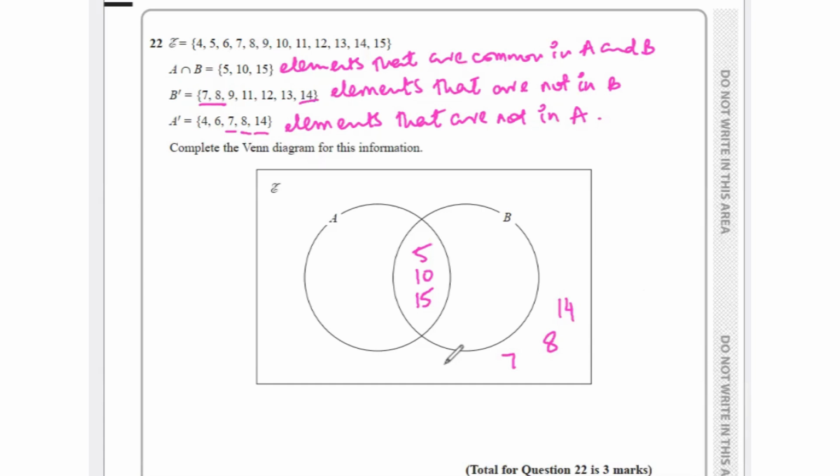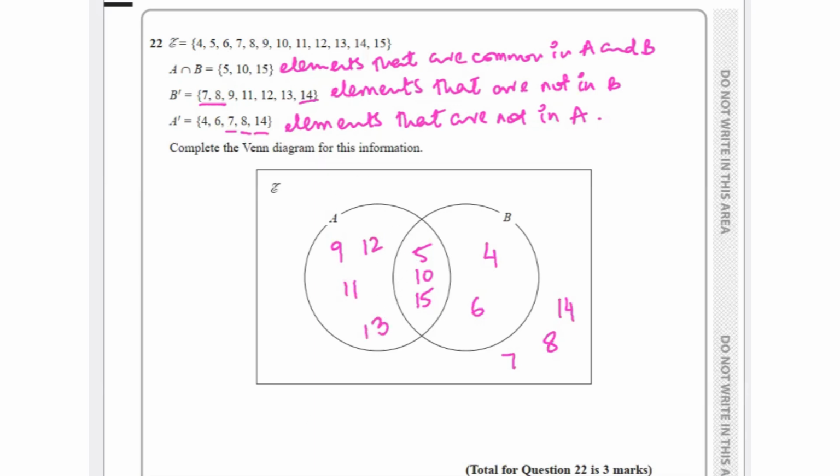So now that leaves us with A complement, which has 4 and 6. So which means B has 4 and 6. And B complement leaves us with 9, 11, 12, 13, which means A would have 9, 11, 12, and 13.